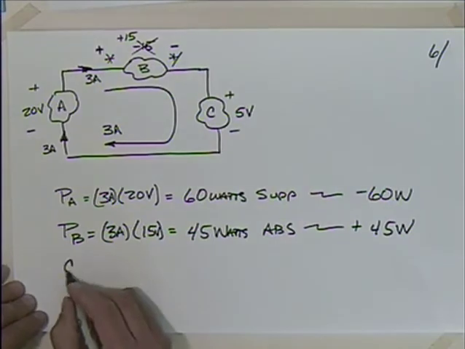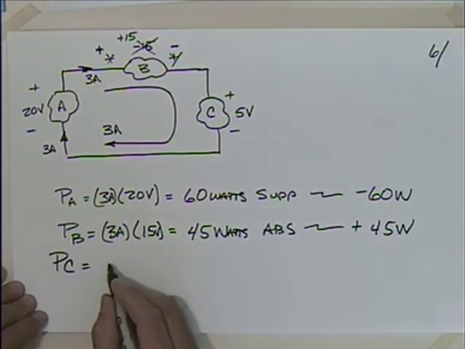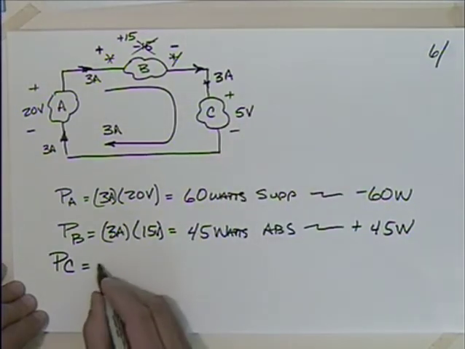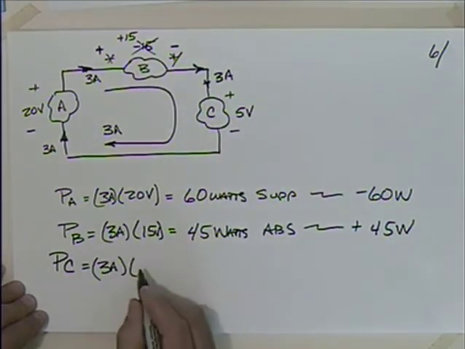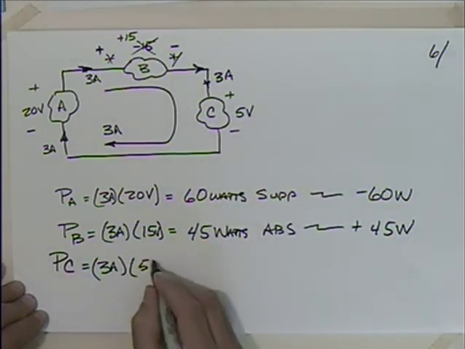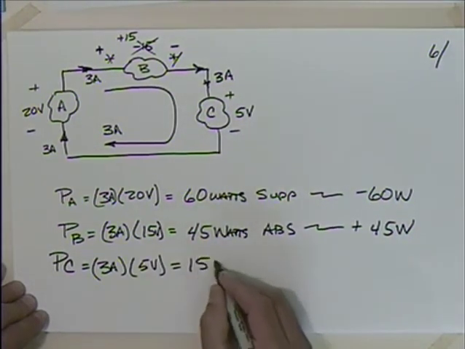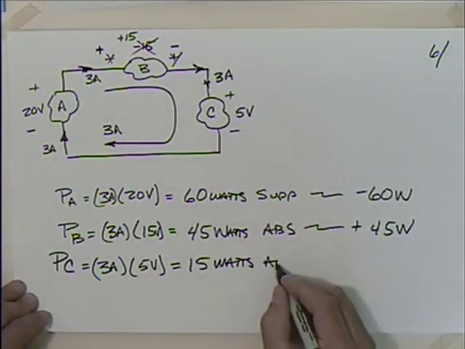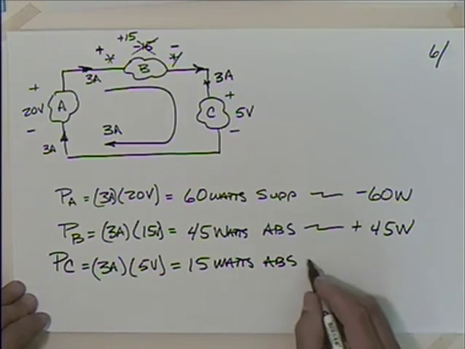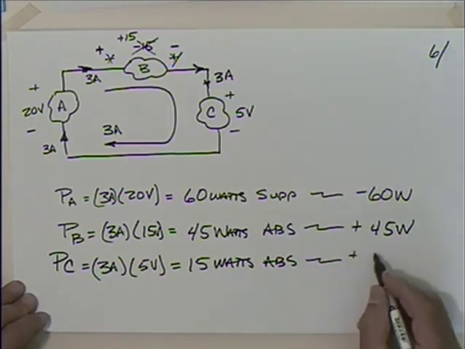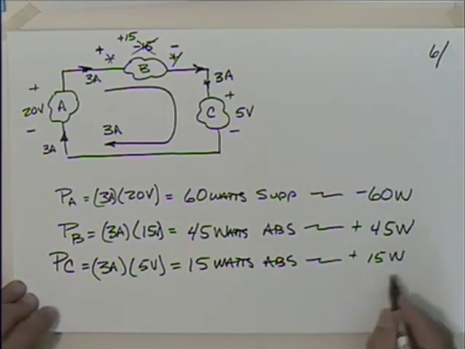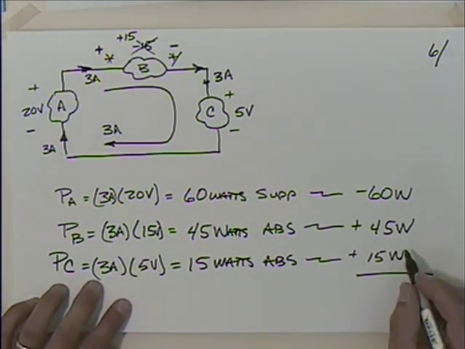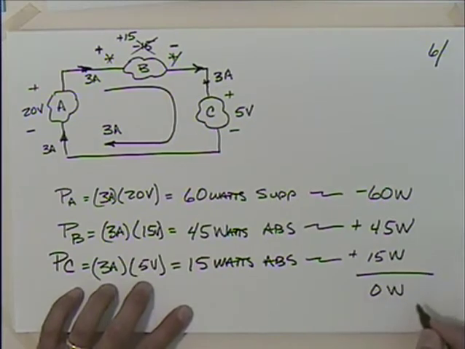Well, let's finish up with C. Power in C is going to be what? Again, you got 3 amps. You'd have 3 amps times what? 5 volts, which gives me 15 watts. It enters the positive terminal, so it's absorbed. And we can say then positive 15 watts. So when I add this up, what do I get? Minus 60 plus 45 plus 15 is 0 watts.